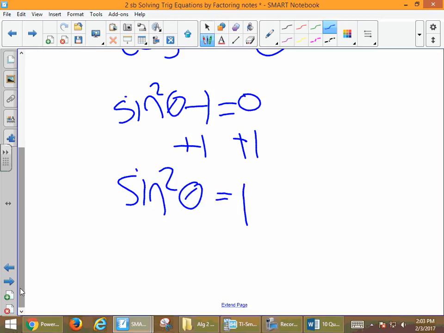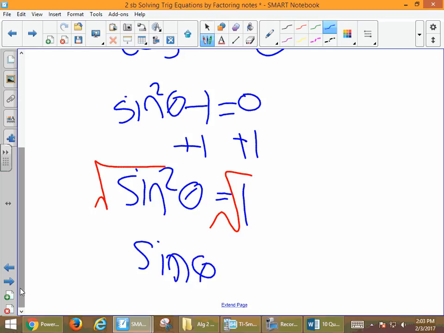And now how do we get rid of that squared? We need to take a square root, because the square root is an inverse operation, so we'll get rid of our square, but we have to do it to both sides. So we have sine of theta equals, what's the square root of 1? Plus or minus 1. So every time we take the square root, we have to remember plus or minus.